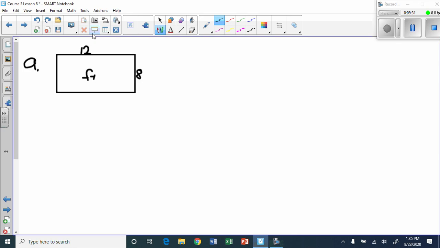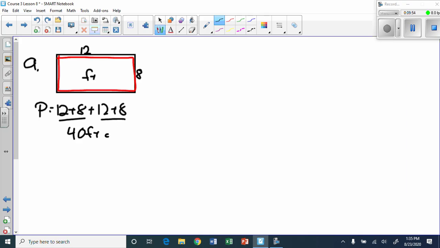Guys, here's a practical application. When you own a house, this is stuff we're going to have to do. So first, baseboard, that's going to be going around the place. So that's my perimeter, 12 plus 8 plus 12 plus 8. That's adding up 12, 8, 12, 8. So 20 plus 20, 40 feet of baseboard.